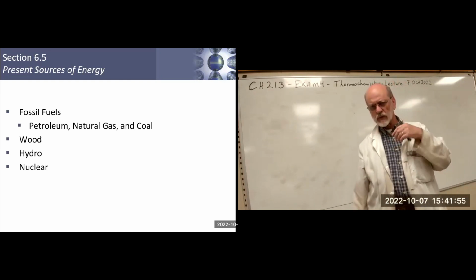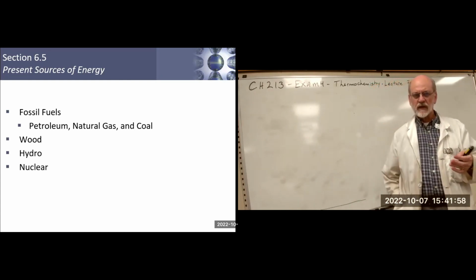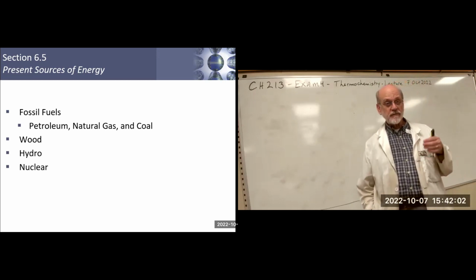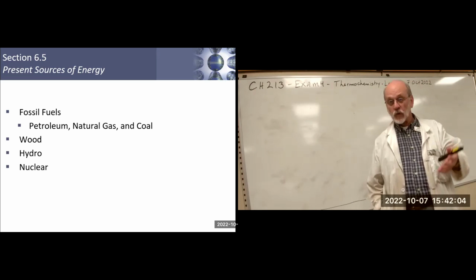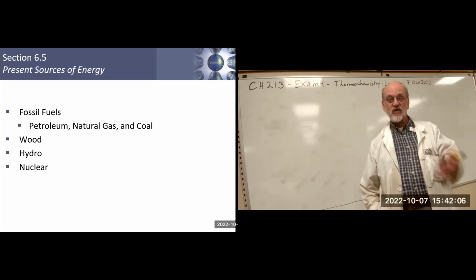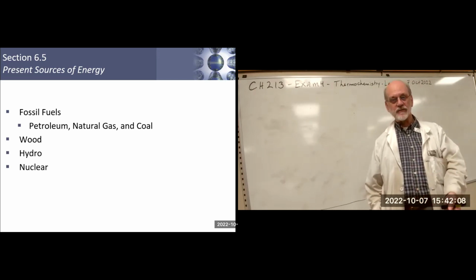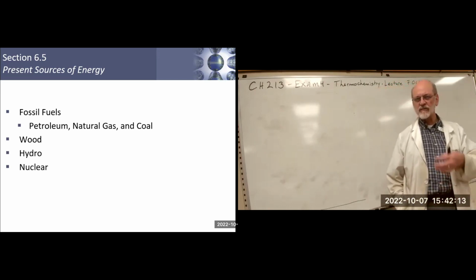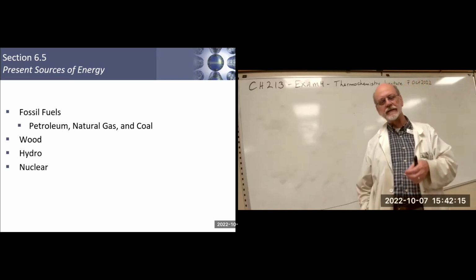So we needed a new form of energy. So we went to fossil fuels. What we mean by fossil fuels is a fuel that is stored in the ground. It has been fossilized from something previously, maybe plant life, combination of plant and animal life, whatever the case may be.